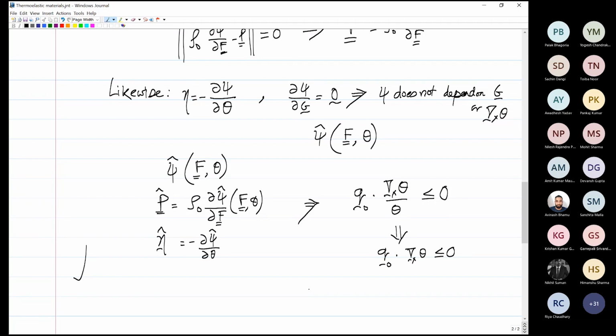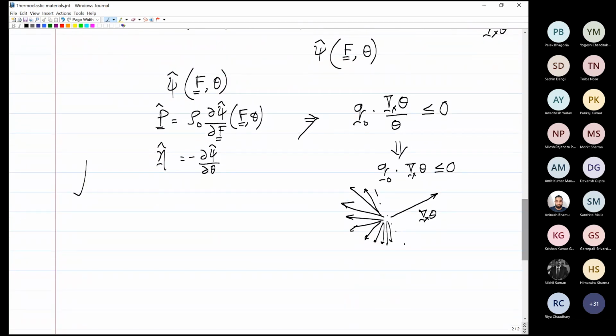Okay, so basically if this is the direction of grad theta in a material somewhere, then what the second law tells us is that q naught, the heat conduction, can only be here. So this is all the directions feasible for heat conduction. So it's magical, isn't it, that the second law of thermodynamics is able to give us so much restriction.